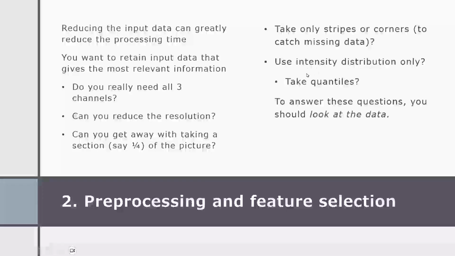Now, if you do that, you may take quantiles. Quantile is basically the rank, the value at 10%, 20%, 30%, etc. I'll show you later what that means. Okay. Now, to answer these questions, you should look at the data. Don't just start off doing something. Take a look at the data, see what it looks like, see what characteristics it has, and then make choices accordingly.